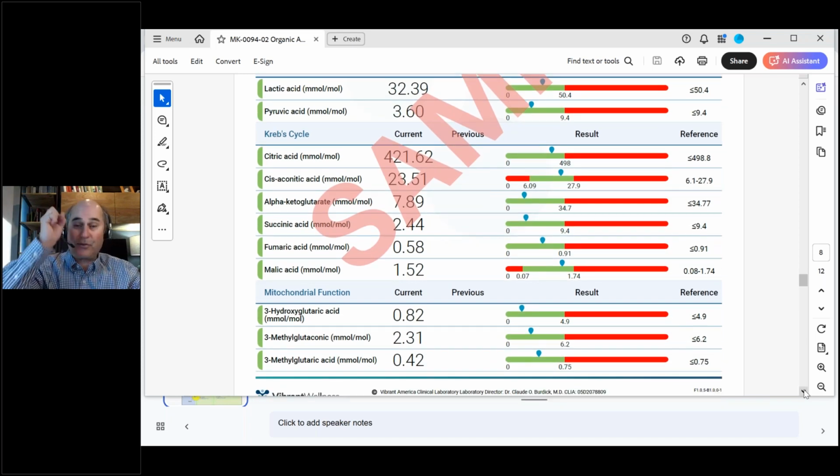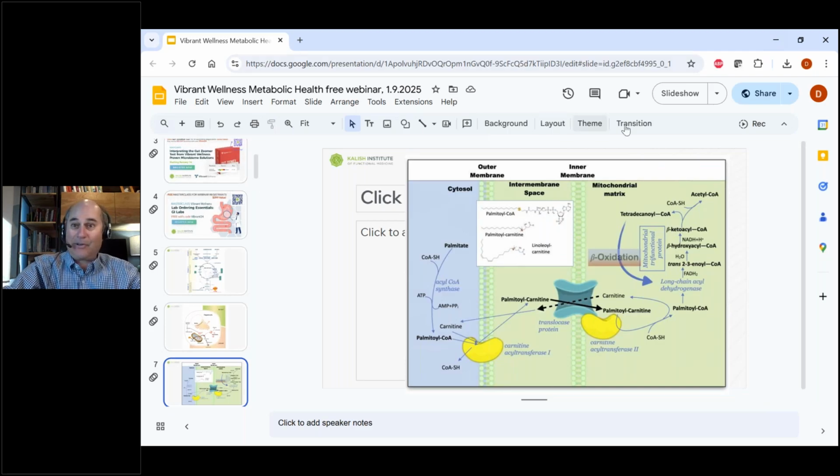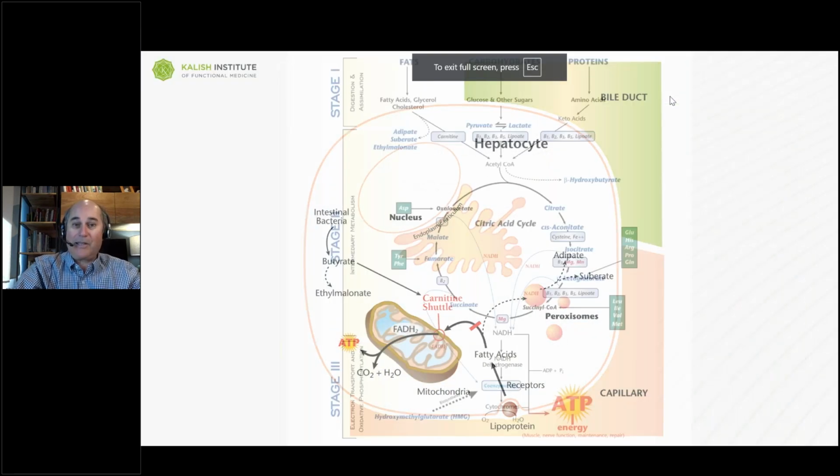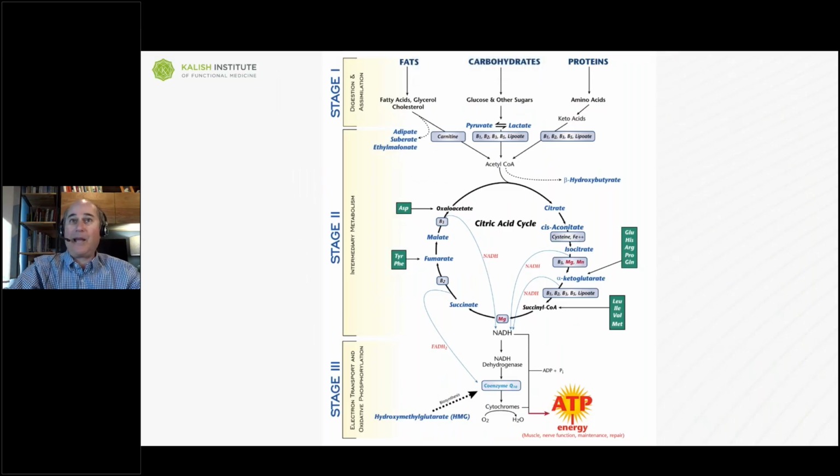And then the Krebs cycle. So 3 things: fat burning, carb burning, and energy production inside the mitochondria. And that's the slides that we're going to look at now. If you memorize and understand the pathways, then when you look at the lab report, you'll be like, oh, well, that makes sense.